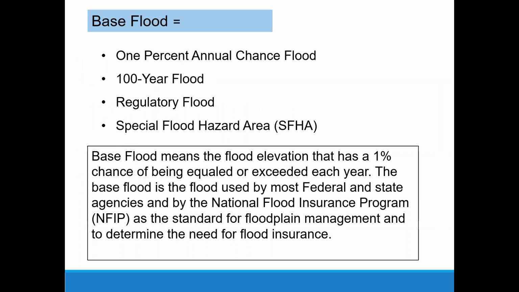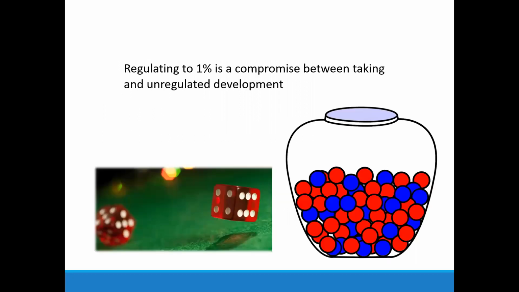You have the 1% annual chance flood, 100-year flood, regulatory flood, or SFHA. They all mean the same thing, which is the 1% annual chance flood that could be equaled or exceeded in any given year. So this is the national standard that the NFIP regulates to, and we tried to avoid saying 100-year flood because some people confuse that with an understanding that it's something that happens only once every 100 years, which is not accurate. It is the 1% annual chance flood. It's just another way of saying that probability. But again, all of these are basically interchangeable terms, and I will probably be using several of them throughout the presentation.